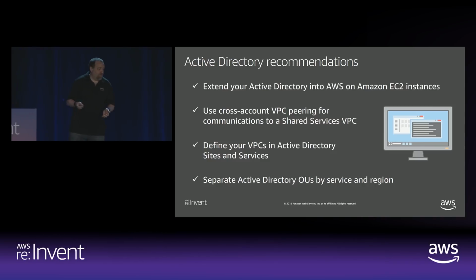So here, extend your Active Directory into AWS on EC2 instances. Use cross-account VPC peering for communications to a shared services VPC. Define your VPCs in Active Directory Sites and Services, and then separate your Active Directory OUs by service and region. That allows you to apply different policies and different configuration options to those systems in different parts of your environment.